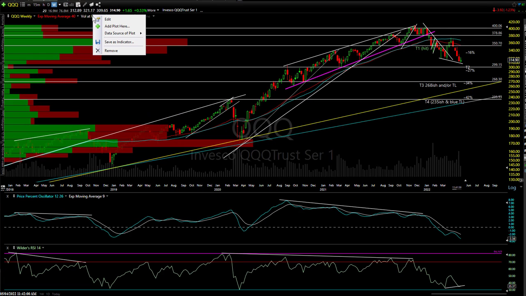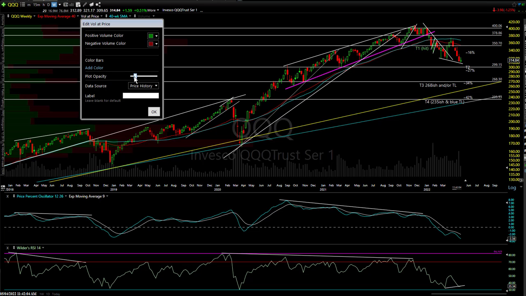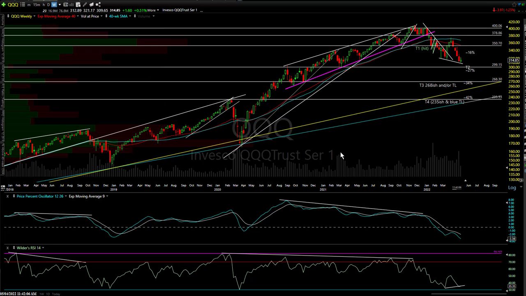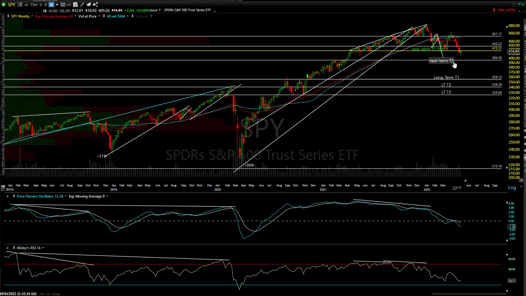Okay, and before I leave, let me jump back to the weekly time frame. Let me turn back down those volume price histogram bars so they're not too busy on the chart. Leave them real subtle there. And just reiterate the targets again. S&P 500, if you're trading that, still maintain near-term second target of about 394.50.